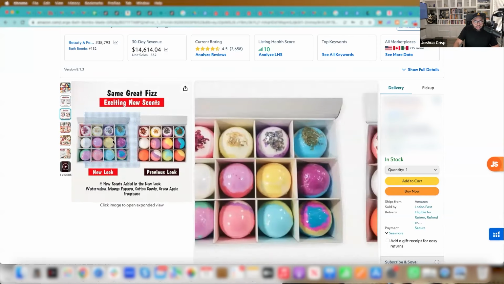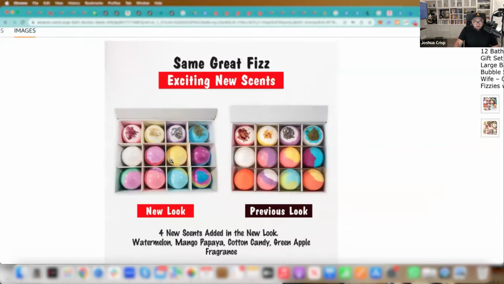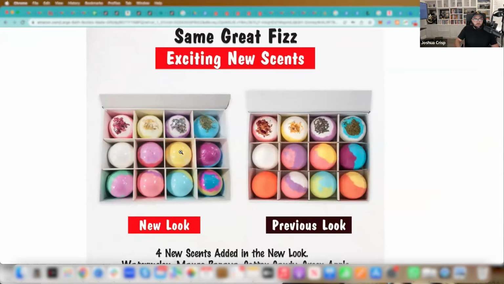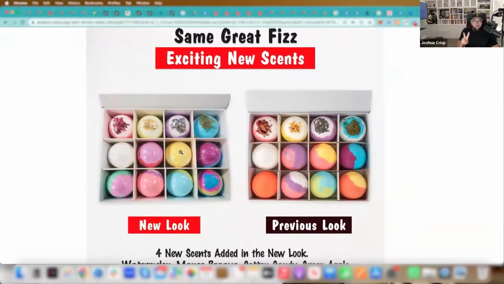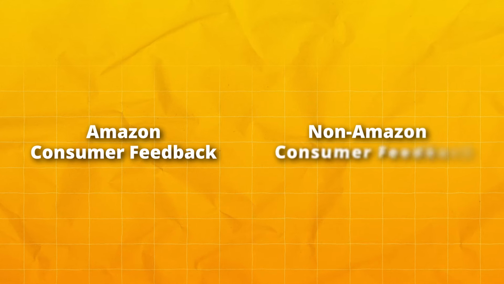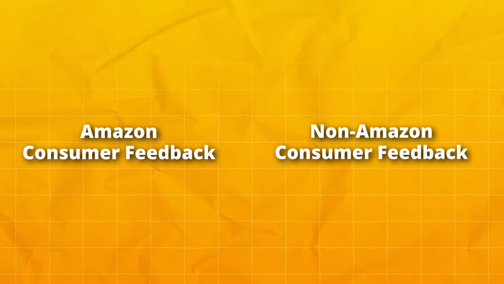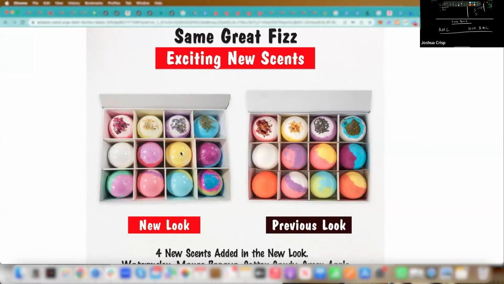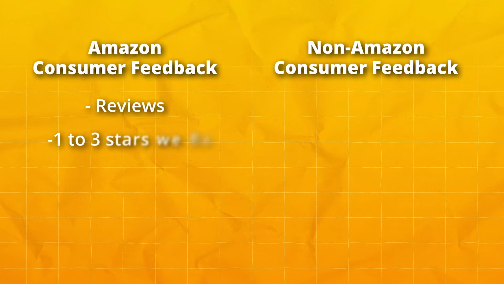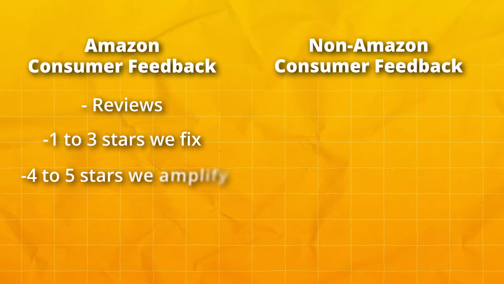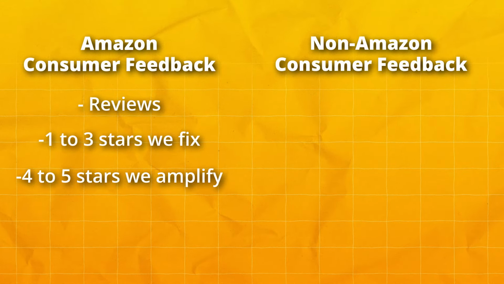And while we're on this, how did I come up with this? Like, was Josh just bored and Magali just bored and we were just saying, you know what, let's just change all the bath bombs? No, we ask for consumer feedback. There's 2 points of consumer feedback. You have Amazon consumer feedback and you have non-Amazon consumer feedback, right? So what we do on a micro launch is we have our reviews, and we've talked about this. We look at the 1 to 3 star and we fix. We look at the 4 to 5 and we amplify.